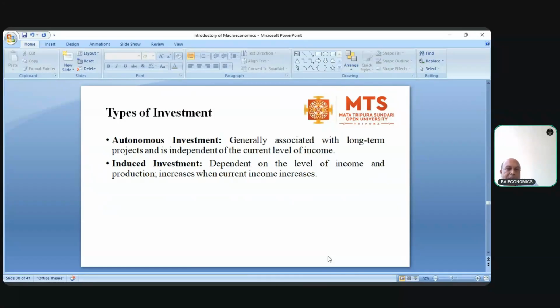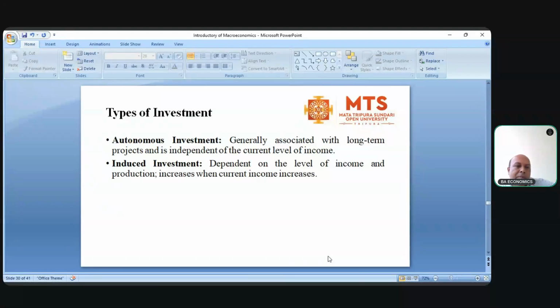If we see types of investment, then we can classify them in two ways. The first one is autonomous investment and the second one is induced investment. Autonomous investment is basically done by the government or government sectors and departments. They are more involved in autonomous investment, and the private sector is more involved in induced investment. Autonomous investment basically means investment not linked with income. If investment is not related to income, then it is known as autonomous investment. And if investment is related to income, then it is known as induced investment.